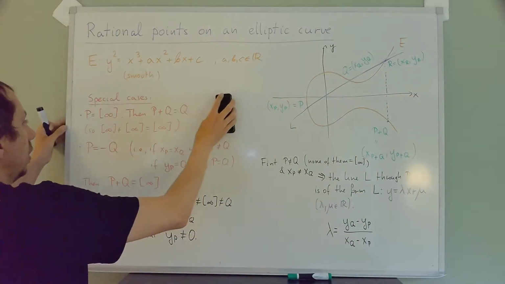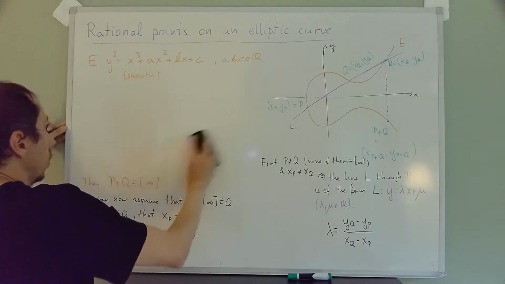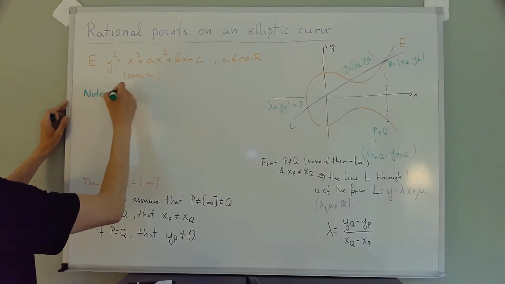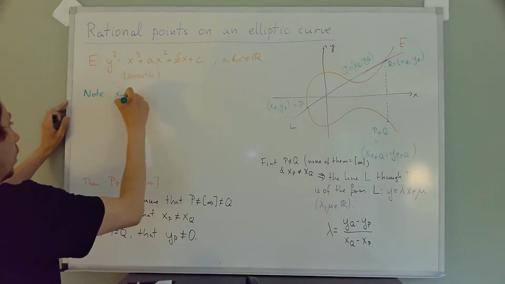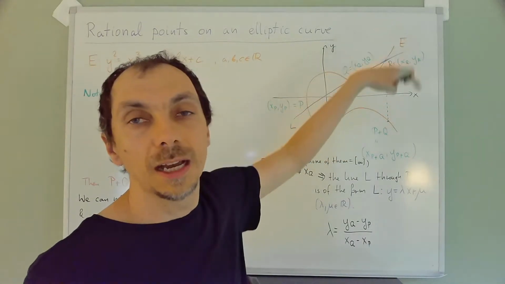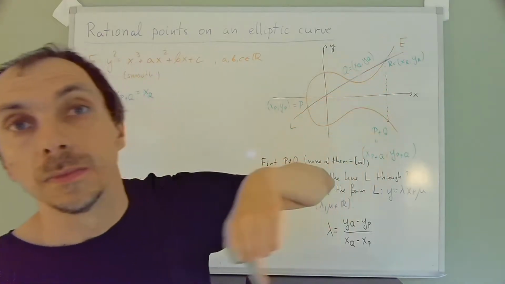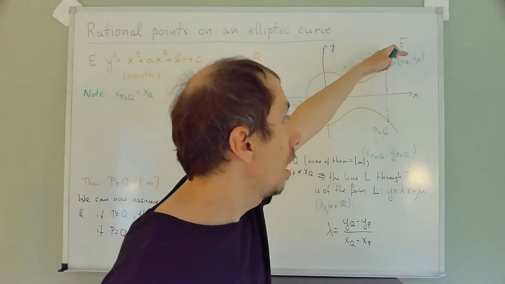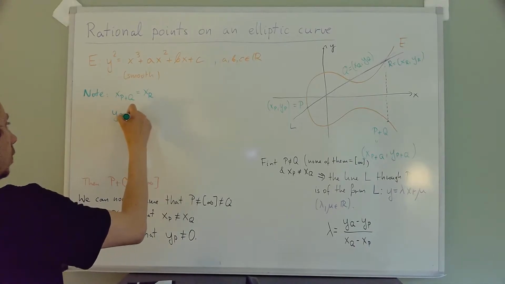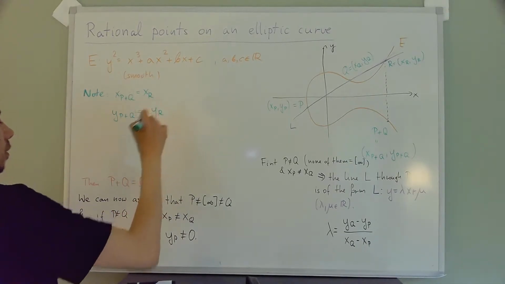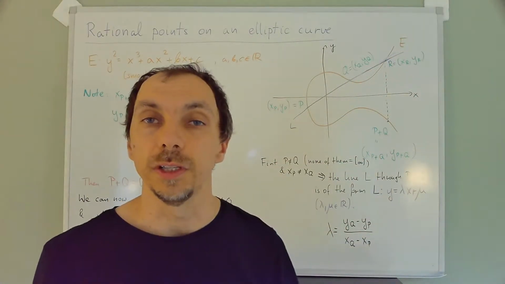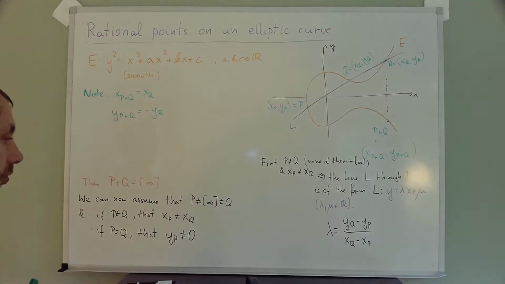It's enough to just compute xr and yr, because the first thing we want to note is this. Note xp plus q is equal to xr. After all, these points are exactly reflections with respect to the x-axis, so they have the same x-coordinate. On the other hand, what about the y-coordinates? Well, they're negatives of each other. So yp plus q is equal to negative yr. So I really have to just find the coordinates of the third point of intersection, and then I will know the coordinates of p plus q.